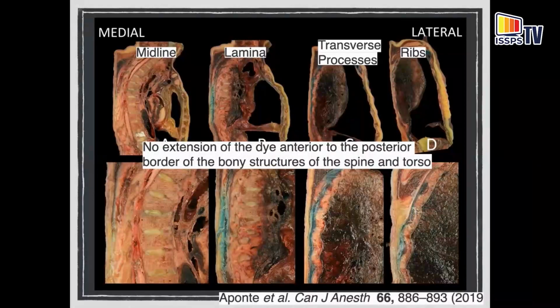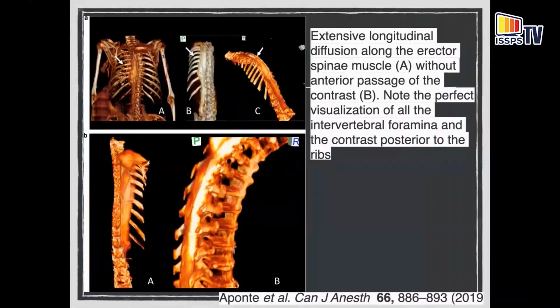The 3D reconstructions show extensive longitudinal diffusion of the injectate along the erector spinae muscle, but with no anterior passage of the contrast. And you can see in this image, there's perfect visualization of all the intervertebral foramina, and the contrast is posterior to the ribs, posterior to the transverse process.